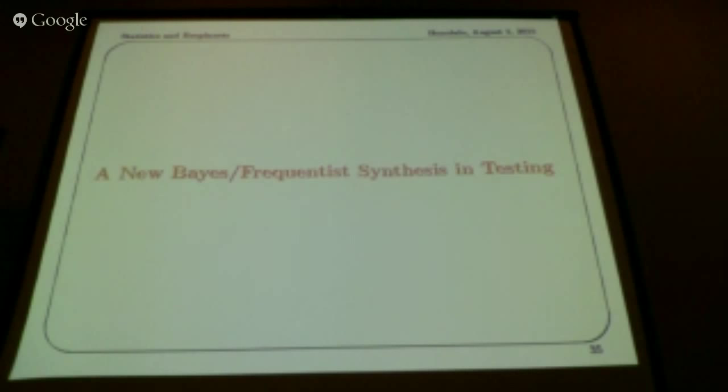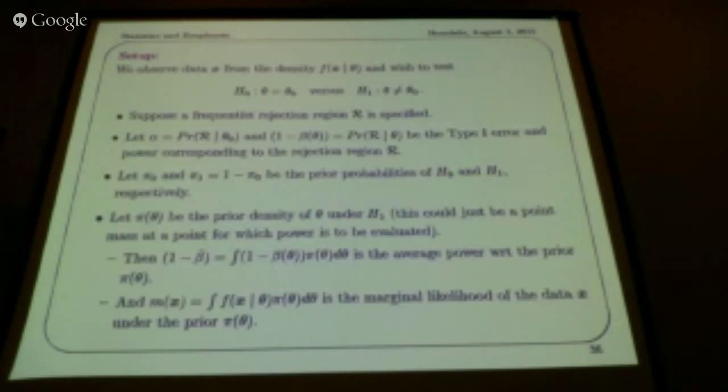Anyway, let me just say how that debate is starting to disappear in areas where it was quite strong. And all I can show you is one very simple example. This is the setup of classical hypothesis testing. So we observe data from the density, and we want to test a null hypothesis versus an alternative.